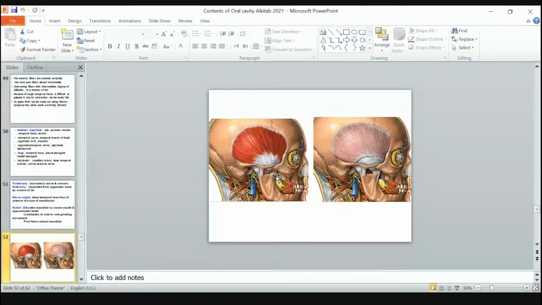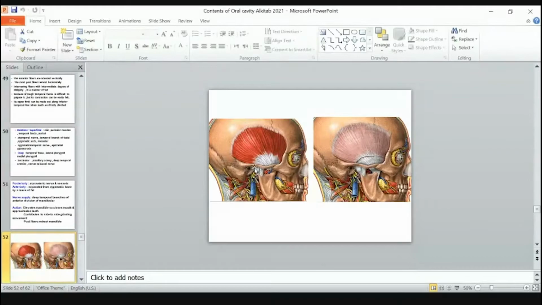It looks like a fan. It's covered with temporal fascia. This is the temporal fascia. This is the cut edge of the temporal fascia, which is attached to the superior temporal line. This is the side of the skull. We have removed the layers of the scalp to see the temporalis muscle.